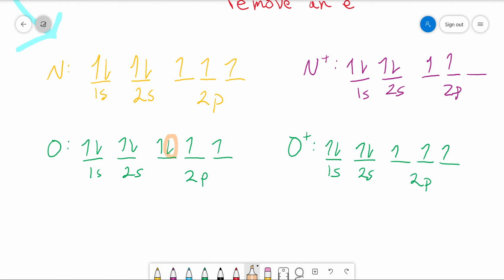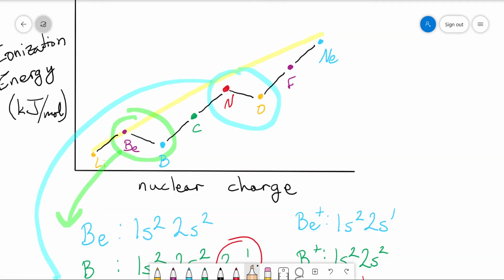Why is it easier to remove the paired electron? Well, when two electrons are paired, they share the same region of space. And if they share the same region of space, that means they're closer to each other. Electrons both have a negative charge, and like charges repel. Therefore, it is easier to remove that paired electron from oxygen than it is to remove the unpaired electron from nitrogen. And that is why we see that little anomaly right here in the periodic trend. Okay, that's all for now. We'll talk a little bit more about ionization energy in the next video.